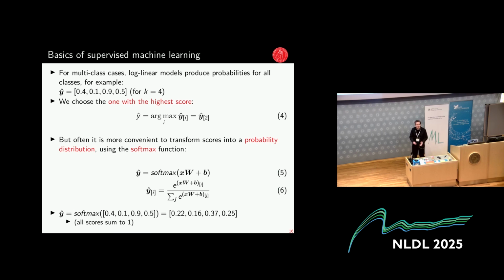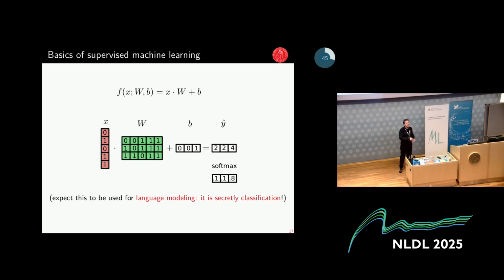So then we just have a vector where all the components sum to 1, right? Again, this is the depiction of such a supervised machine learning model. And again, this is, in fact, very useful for language modeling, because any language model, as we will be showing today, is in fact secretly a classifier, right? So it tries to predict which word should be chosen next from some closed set of the words which are known to the model, right?